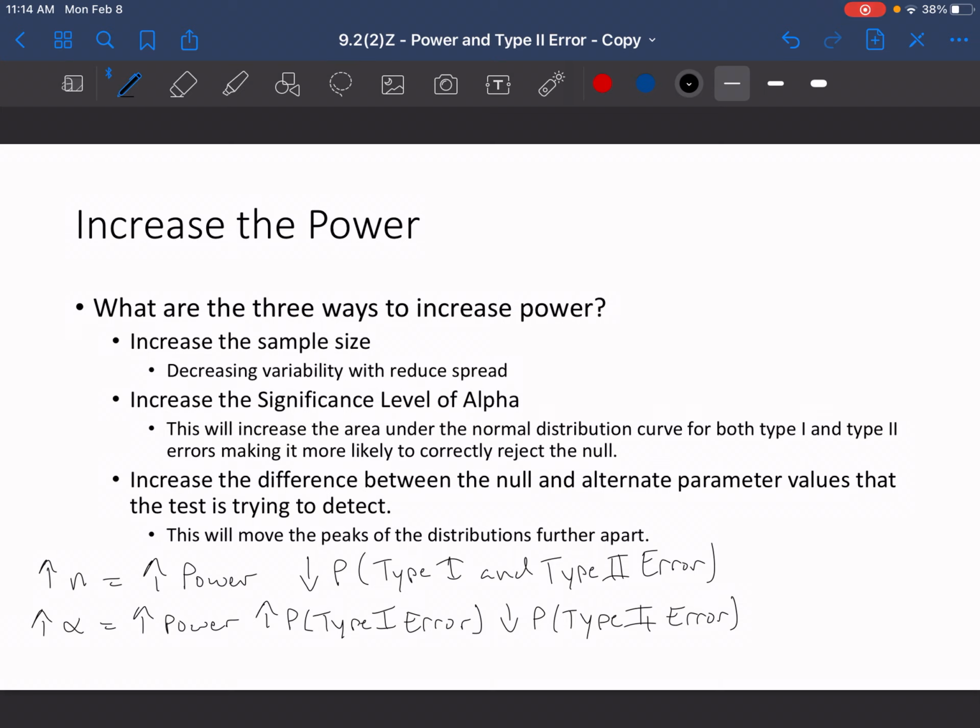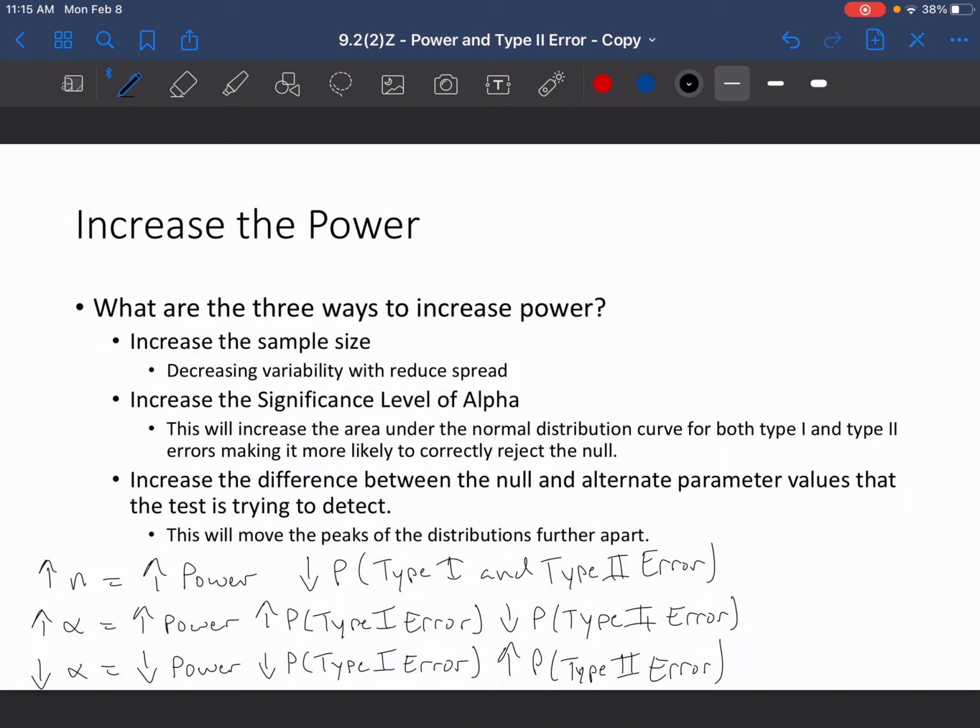So really what we need to do is we need to discern whether or not it's more harmful to make a type 1 error or more harmful to make a type 2 error before we decide to adjust our significance level in any way. On the flip side of that, if we decrease alpha, that's also going to decrease power, and it's going to decrease the probability that we make a type 1 error, but it's going to increase the probability that we make a type 2 error.